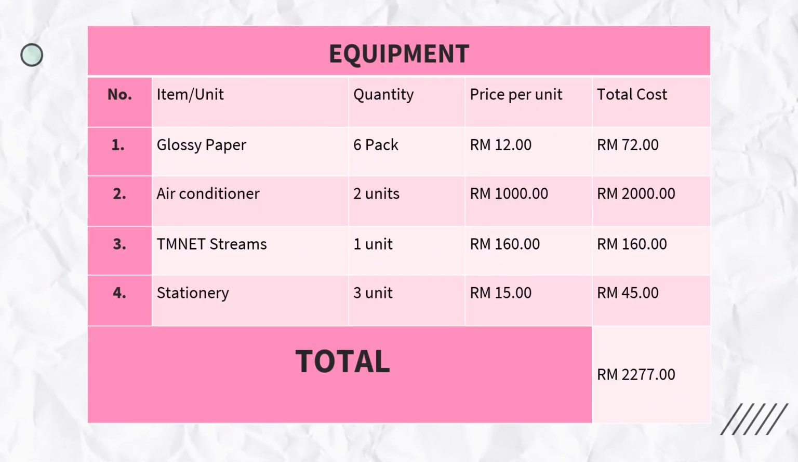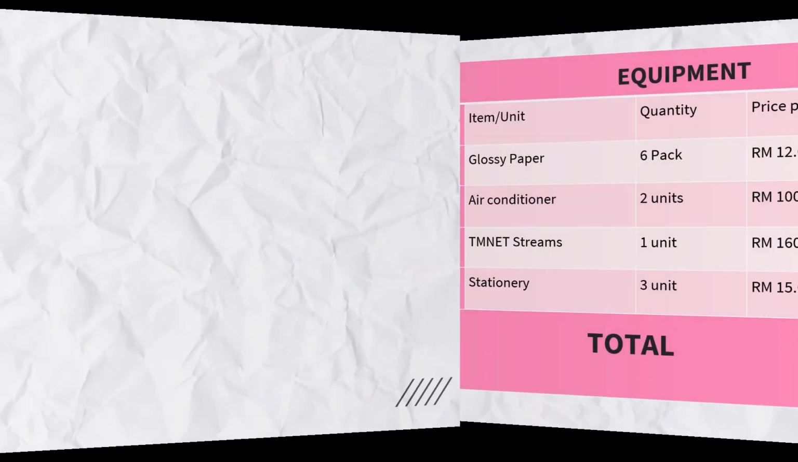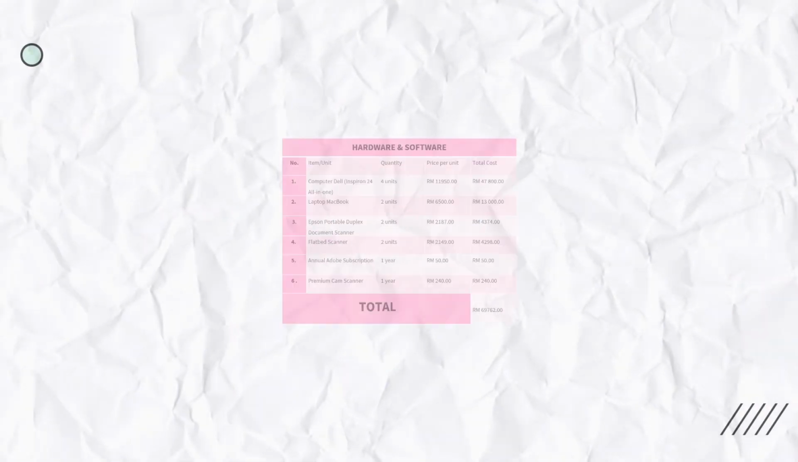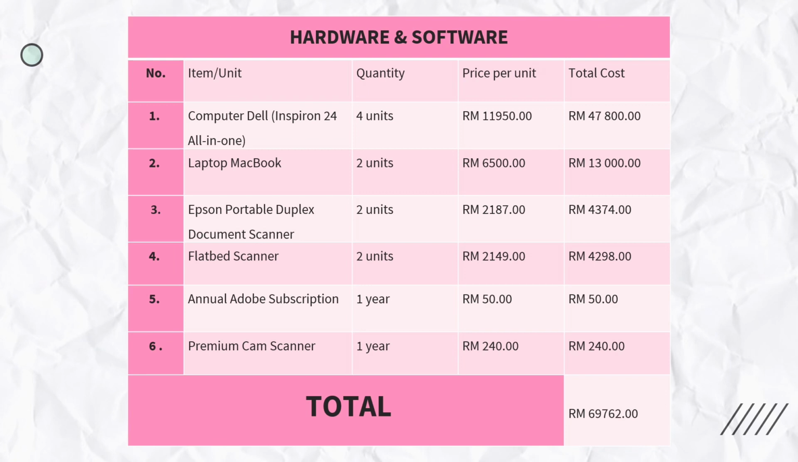This is the equipment budget for this project. The total is RM2,277. The budget for software and hardware used in this project is RM69,762.